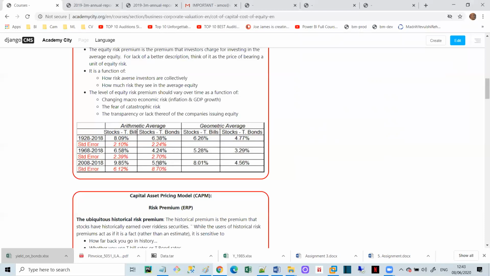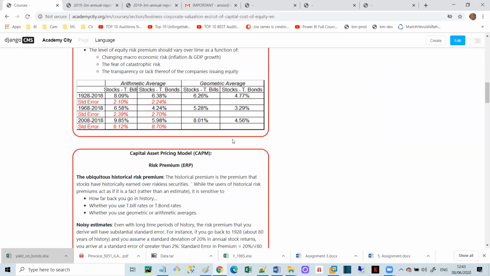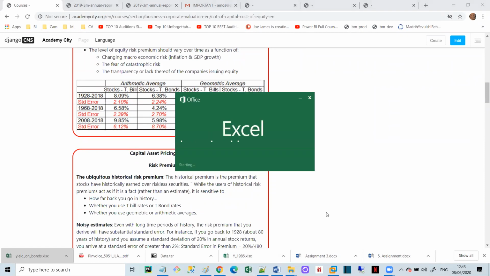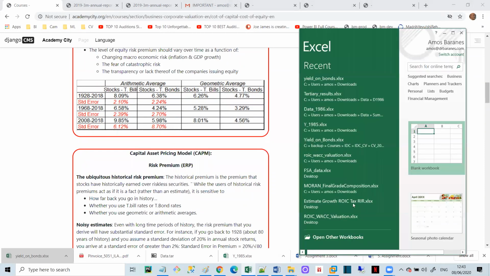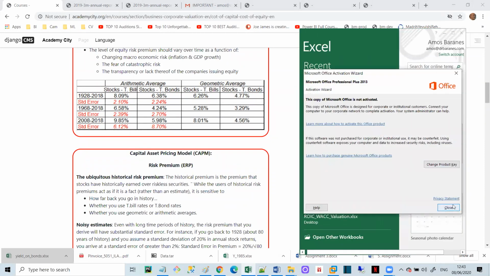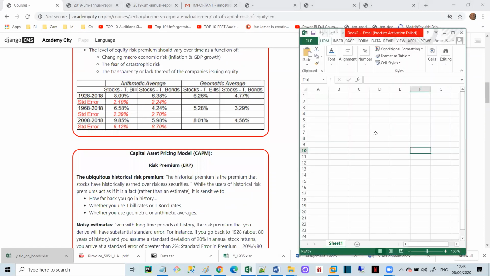say, this one I ignore because it's too volatile. The standard deviation is extremely high. So I will take something in between. And 5.25 is probably a good number to use. By the way, what is the difference between average and geometric? You know, let me open Excel again. How do you calculate geometric? You should know that. I'm probably not going to ask you what the difference between the two is. I don't think I will.